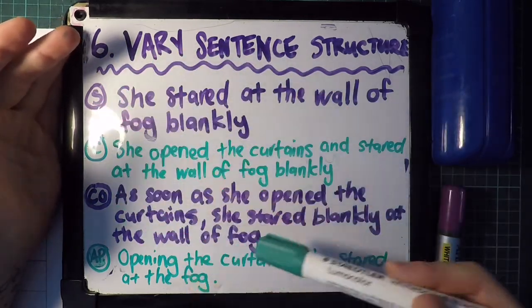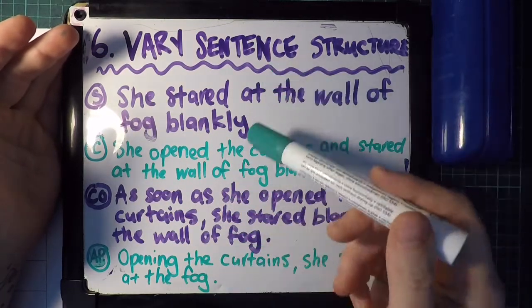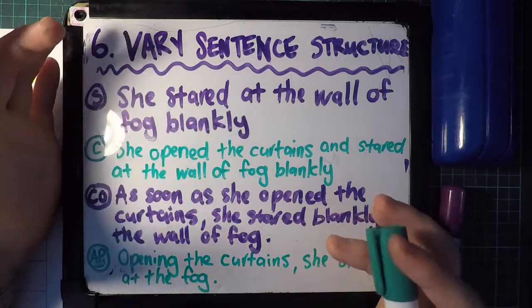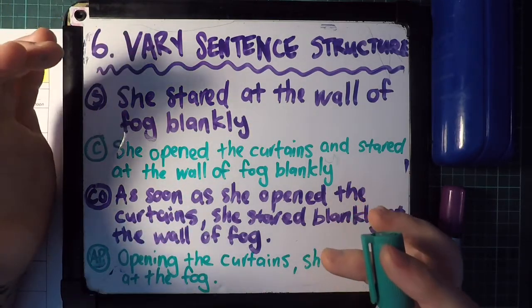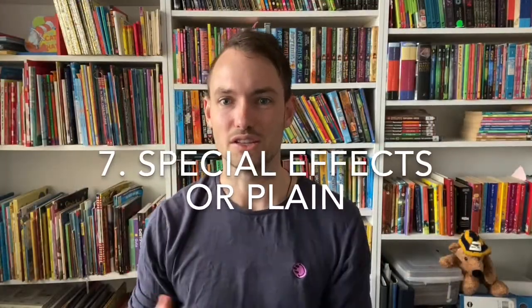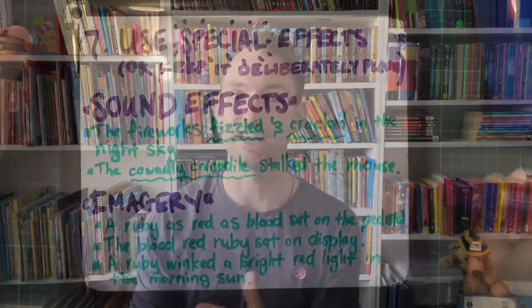So lots and lots of different ways to change up your sentence structure. I guess the question you've got to ask yourself is, what am I trying to communicate here? Do I want to go into lots of detail, or do I just need to keep it simple for my readers? Number 7 on your writer's toolkit is to use special effects or to keep things deliberately plain.